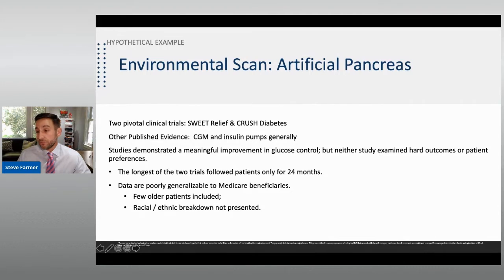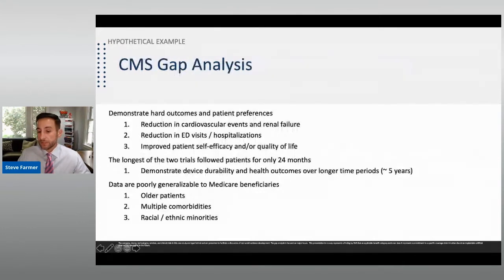For a device that's fully implanted and requires surgery, that's a very short follow-up period, and certainly they would want to see a longer time horizon. Few Medicare beneficiaries also were included, with very low percentages, and no racial or ethnic data was presented as well. So we would want to see evidence of that too. Now moving to the CMS gap analysis.